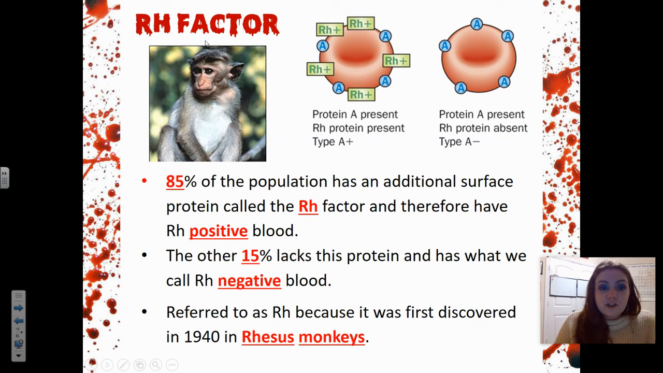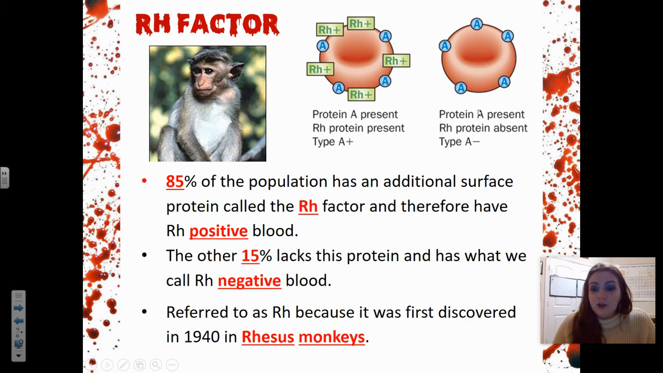Now for that Rh factor, I already mentioned it, but it's just telling you the commonalities. So 85% of the population has an additional surface protein called the Rh factor. Remember, it came from the rhesus monkey. That's when we discovered it. Carl Landsteiner discovered it just like he discovered the other blood types. So if you have A proteins, so you're type A, and you have the Rh protein, then you're A positive. If you don't have it, that means you're A negative.